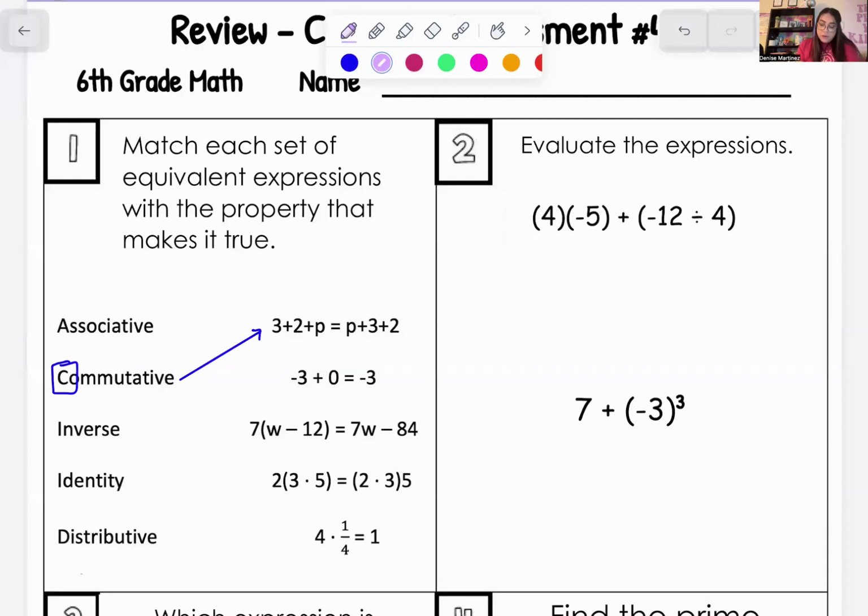I have -3 plus 0 equals -3. Well, -3 is staying the same. So that means it's keeping its identity. That is the identity property.